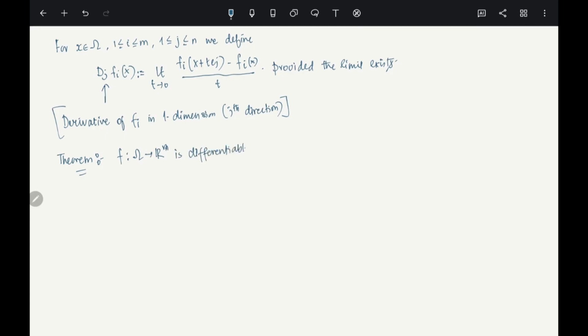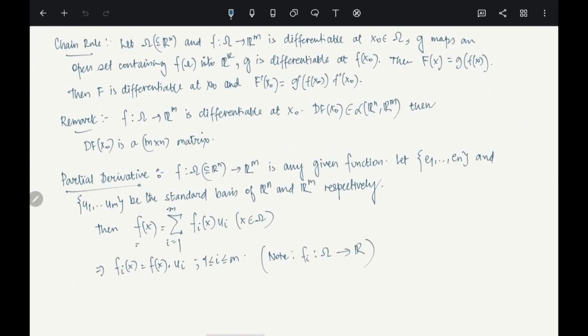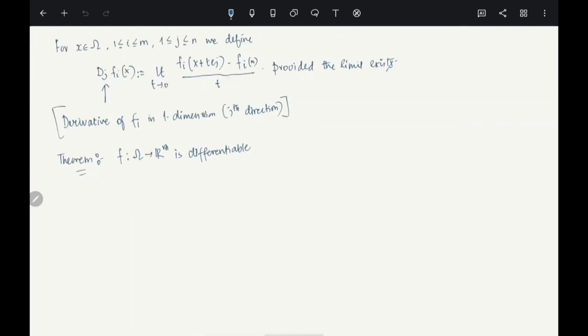This theorem will actually guide us to answer this question, that df at x naught, at some point x naught wherever it is differentiable, is an m cross n matrix. Now the question is, what exactly is that matrix? To do that, we define the concept of partial derivatives, and here I am writing this theorem. So if f from omega to Rm is differentiable, and at some point x naught in omega that is given, then the partial derivatives, so this is the relation between derivative and partial derivative.